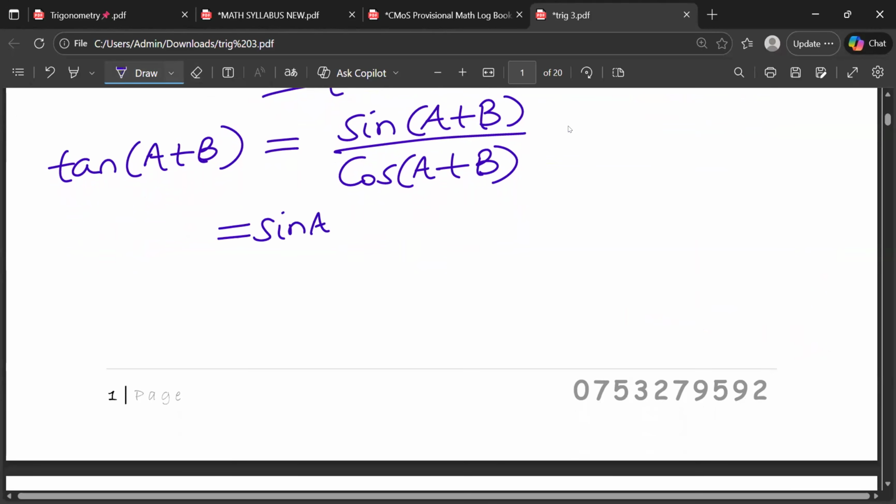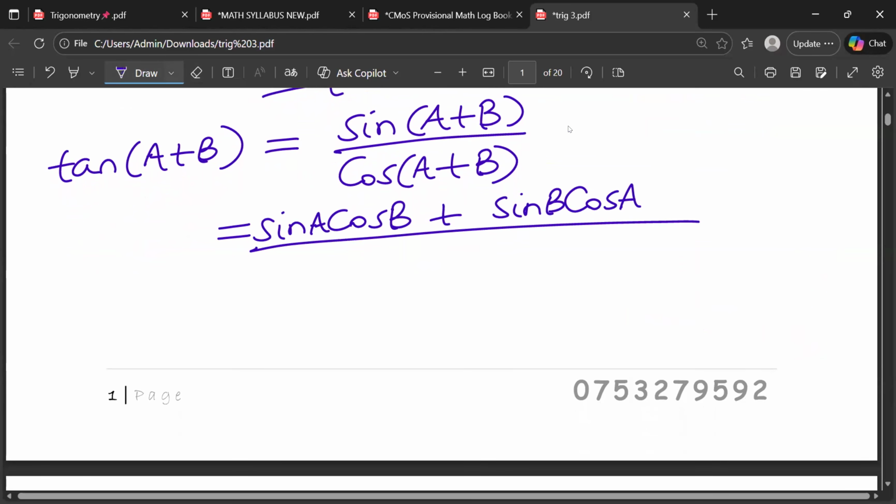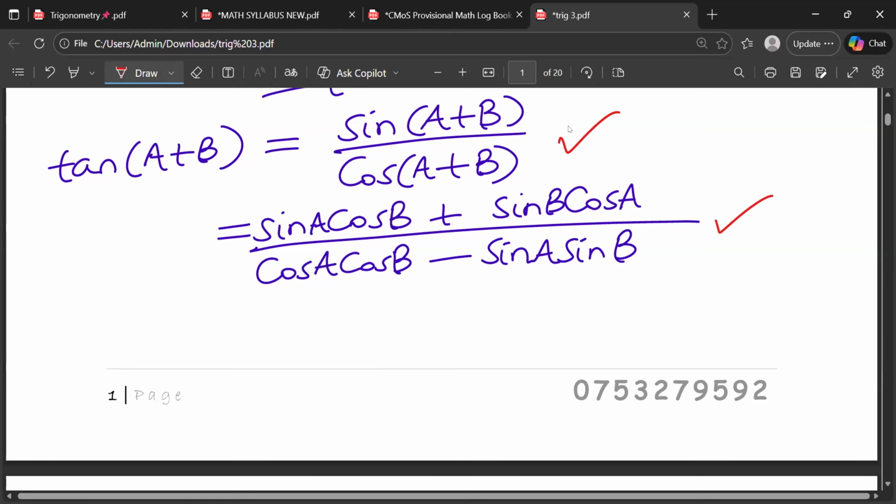So the one on top will be sine A, then cos B. Then you shall have sine B, cos A. Then out of this side we'll have cos A, cos B. Never forget the minus. Then here you have sine A, sine B. Now, let me tell you, all students reach that step, but leaving that step is what gives students a hard time.